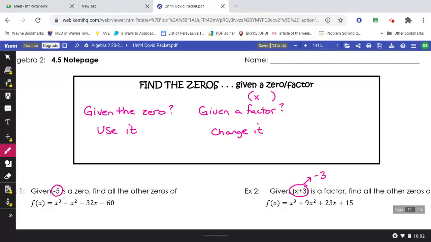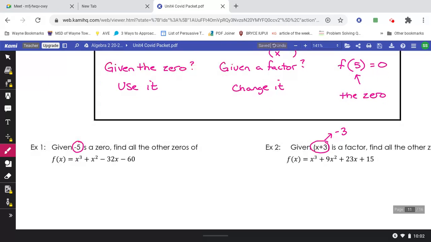There's one other notation I want to make use of. If it says f of 5 equals 0, that 5 right there is the zero that you want to use. That's them giving you the zero in function notation. You'll see that a lot on Delta Math. Okay, so one more time. If you're given the zero, use it. If you're given a factor, change the sign. And if they give you f of 5 or f of any number, that's going to be the zero that we use.